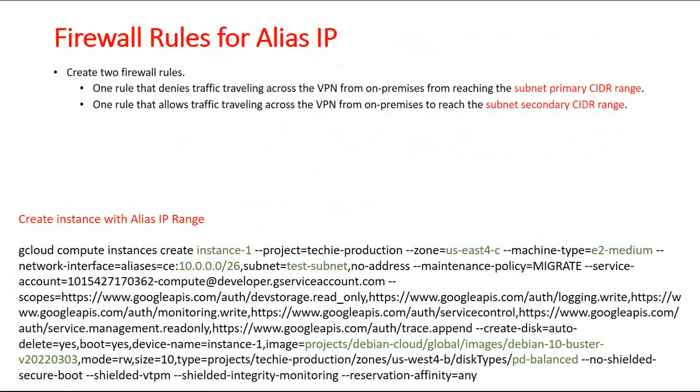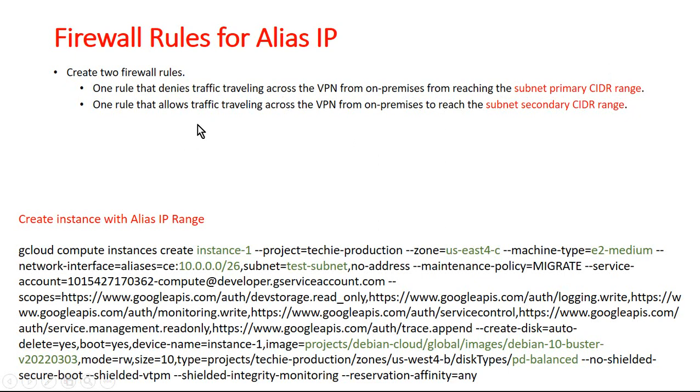So create two firewall rules. One firewall rule to deny traffic traveling across the VPN from on-premises reaching the subnet primary range CIDR. If you are creating a rule for alias IP, then the first deny rule will apply to deny the traffic which is coming from the on-prem through the VPN to your primary CIDR range.